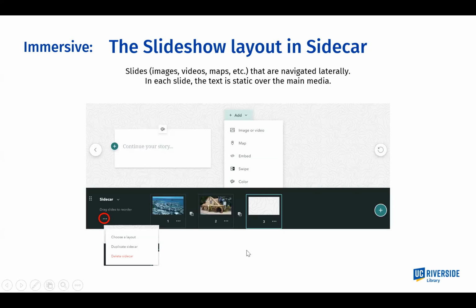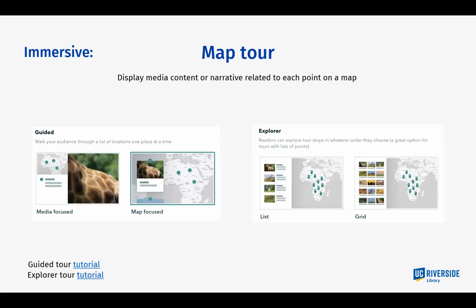So that's a slideshow. The last thing in the block palette is a map tour. Again, we have choices. Map tour lets the user go through a series of places and read about what's at those places and also see where it is on the map. There are two different ways the user can navigate, or you can set it up for the user to navigate.